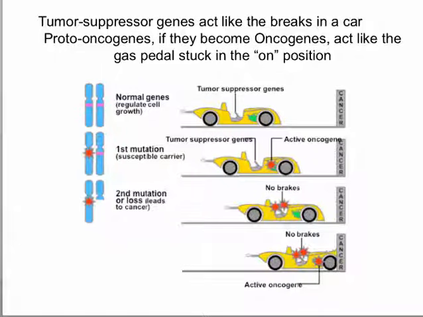If you have a proto-oncogene that becomes an oncogene and starts dividing uncontrollably, and you lose your brakes from your tumor suppressor genes, then the result will be a cancer.